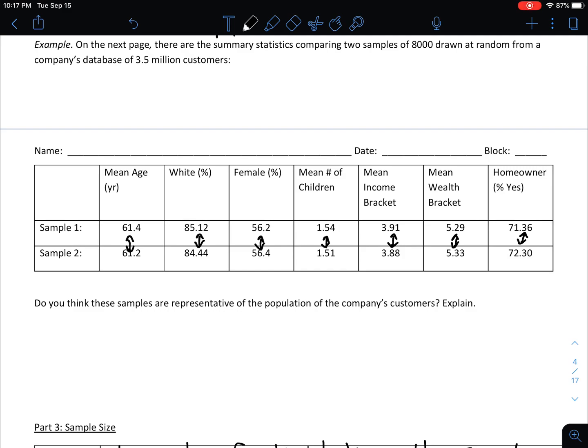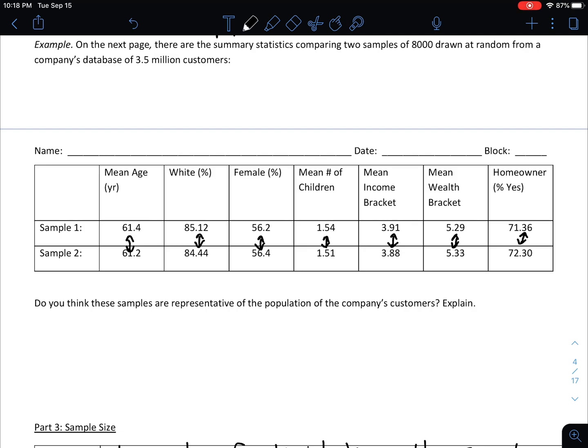So do we think that these samples are representative of the population of the company's customers? Well, let's think about this. Maybe rather than thinking about the fact that they look the same, if they looked different, do you think that they would be representative of the entire population as a whole? If the numbers were just totally different from each other, do you really think you could say that those two samples were representative of the population? And I would say probably not.